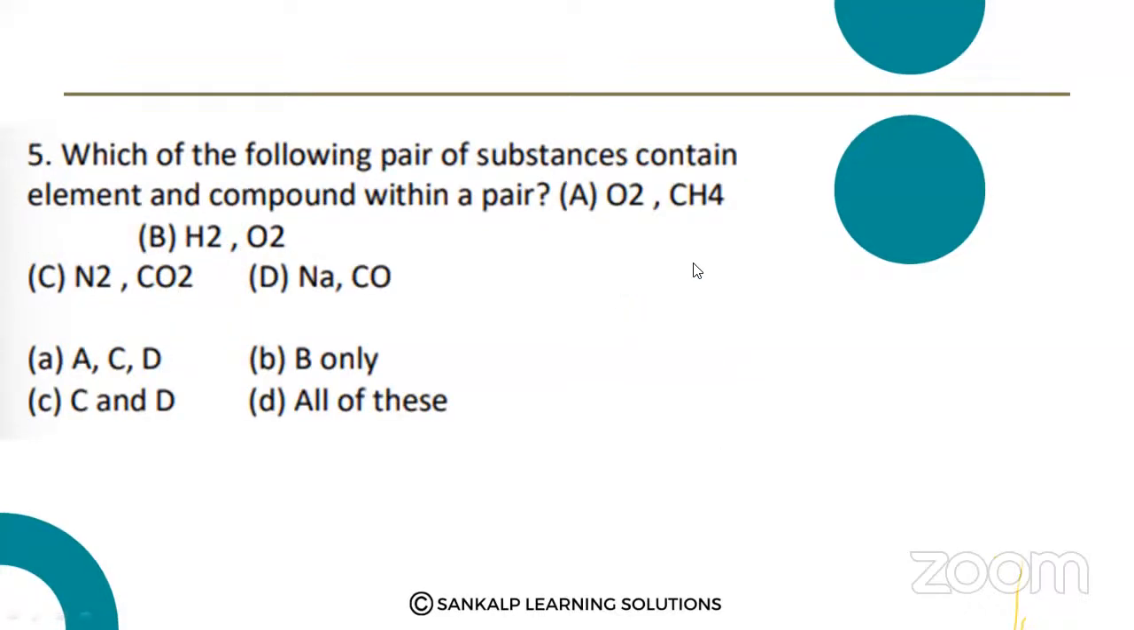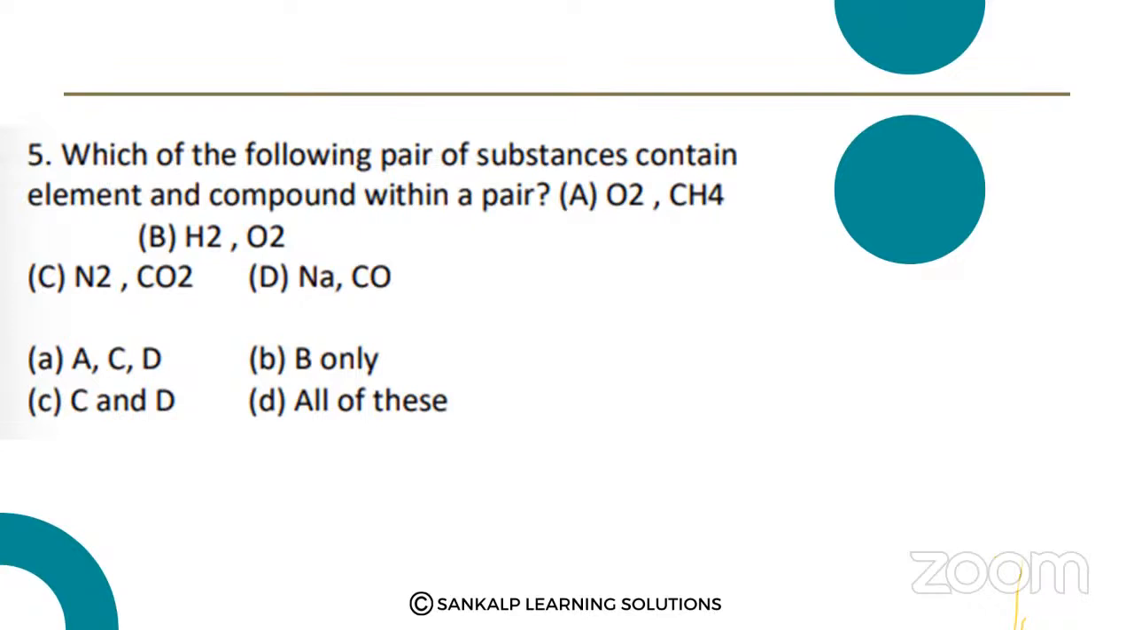Next, which of the following pairs of substances contain an element and a compound within a pair? So what do you mean by element? An element is something that cannot be broken into smaller parts. It is a basic part, which is nothing but an atom. So what does an atom consist of? Proton, neutron, and electron. So an element is a basic part.